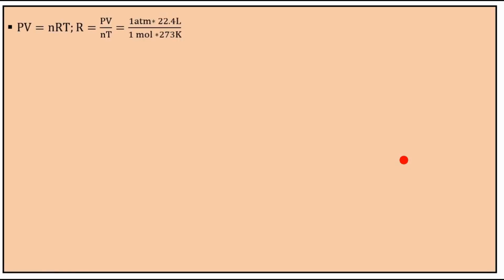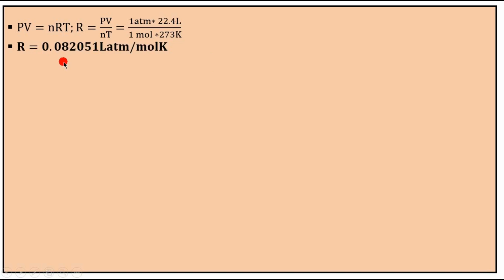PV is equal to nRT. That means the gas constant equals PV over nT. Here at STP we have 1 mole. The temperature is 0 degrees Celsius, that means 273 Kelvin. And what is the volume occupied by 1 mole? At standard temperature and pressure, 1 mole of a gas occupies 22.4 liters. Then the pressure is 1 atmosphere at standard state. By replacing, we get that the gas constant equals 0.082 liter atmosphere per mole Kelvin.